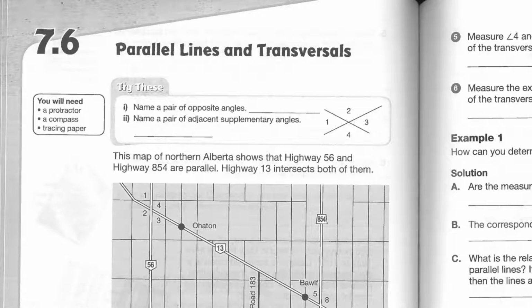In this video, we're going to be talking about Chapter 7.6, Parallel Lines and Transversals. If you're following along in your workbook, which you should be, this starts on page 200, and you're going to need a protractor. You won't need a compass or tracing paper.